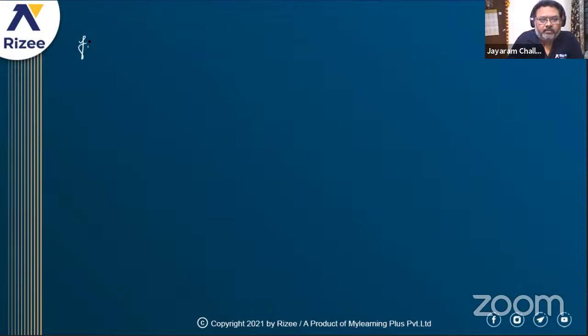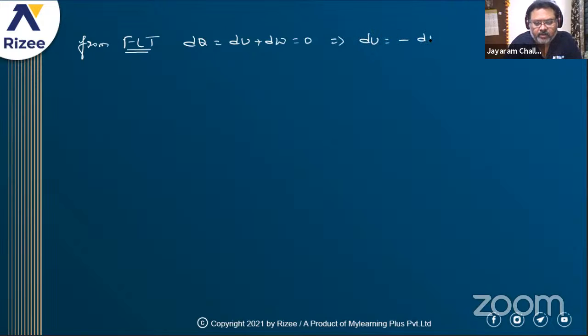Now from the first law of thermodynamics, dQ is equal to dU plus dW. This is equal to 0, which implies dU will be equal to minus dW. This is a primary relation. Now let's try to get the relationship between the mass and the changes in the pressures and all these things.